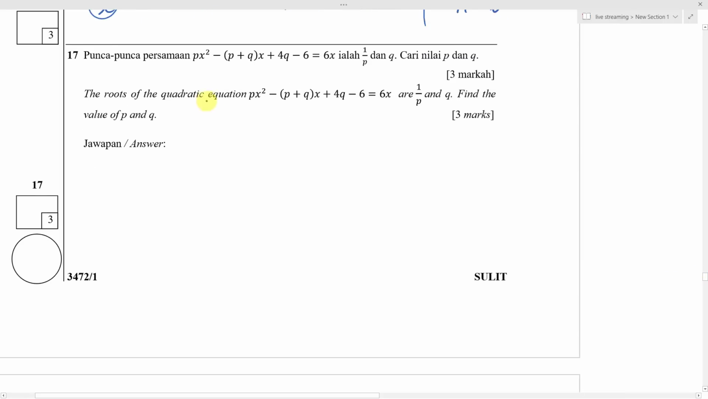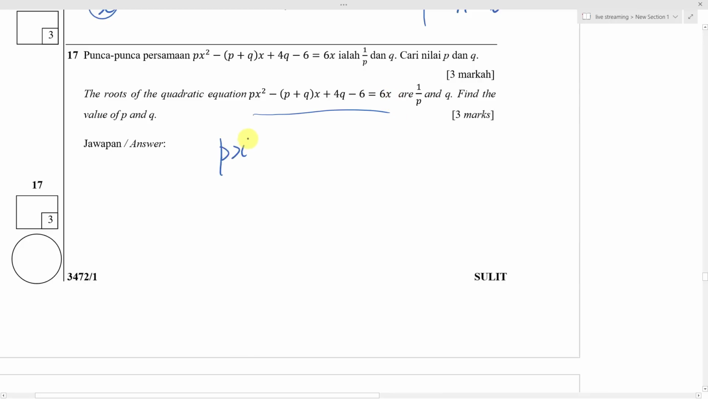Alright, so the roots of the quadratic equation are 1 over p and q. Find the value of p and q. This is sum of roots and product of roots, so this one should be easier. Okay, so what I will do over here is, we have equals to 6x.